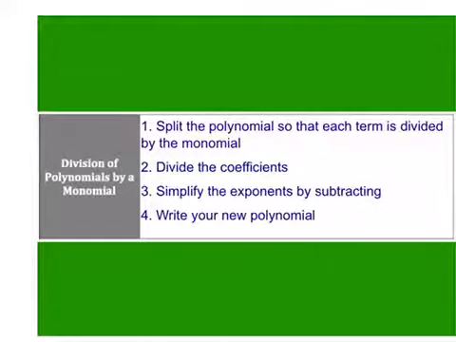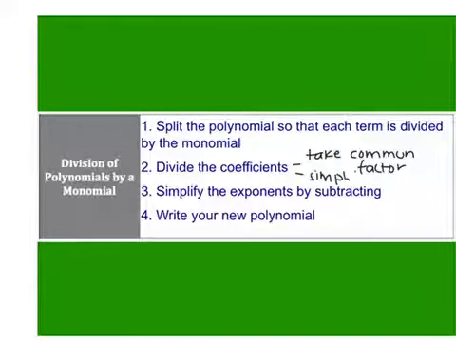Step number 2 then is we want to divide the coefficients. Remember, that is just saying that we want to take out a common factor or simplify. Step 3 then, when we simplify, we're going to subtract the exponents because we're dividing. Remember, when we divide, we subtract. The last step then is going to be writing our new polynomial out.